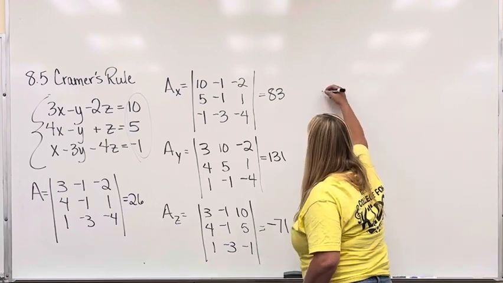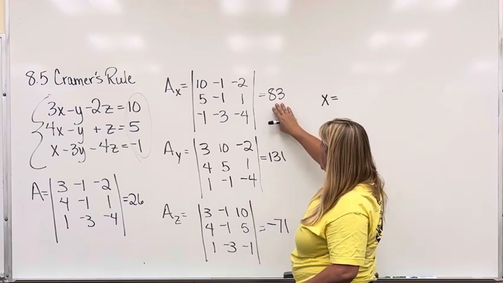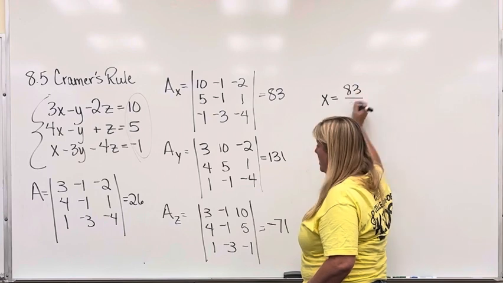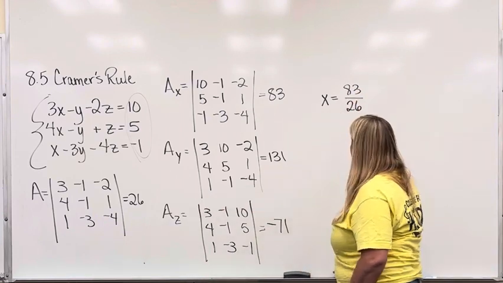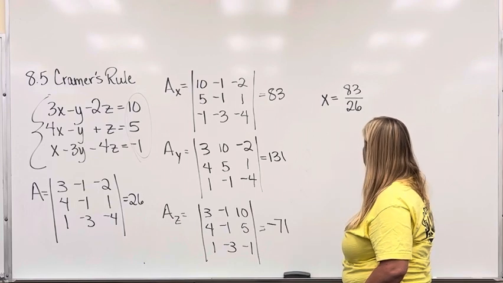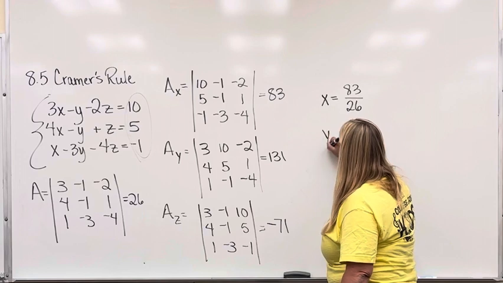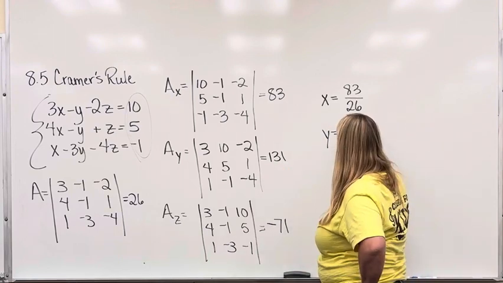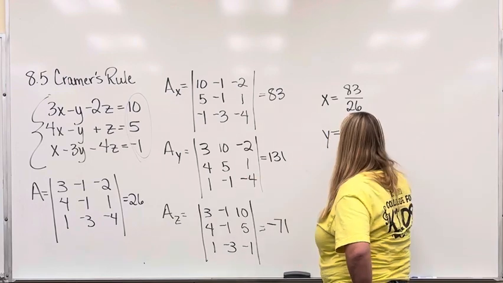So now if we want to figure out what x is, remember all we have to do is take the a sub x matrix, so the 83, and divide it by the original, 26. Now, that's no fraction that reduces nicely, so oh well, just leave it. And then y is equal, so we're gonna take this guy, 131, and divide it by the original 26.